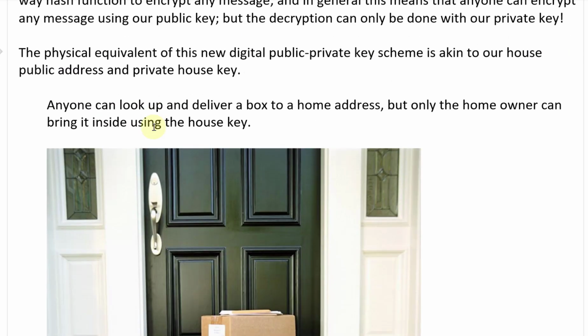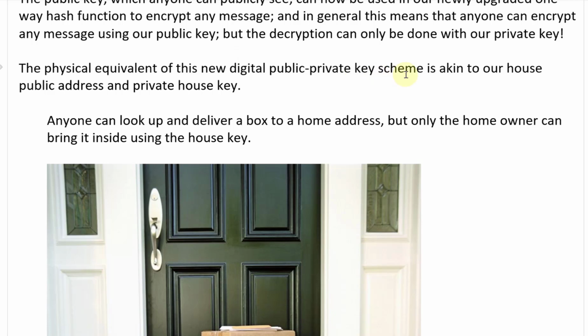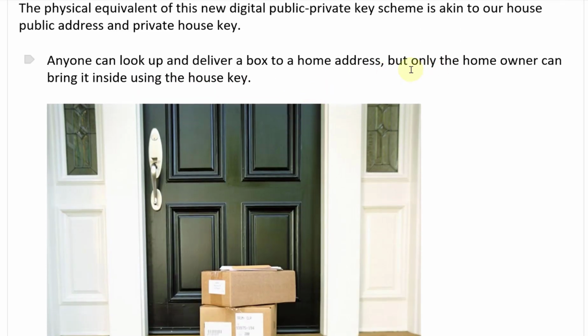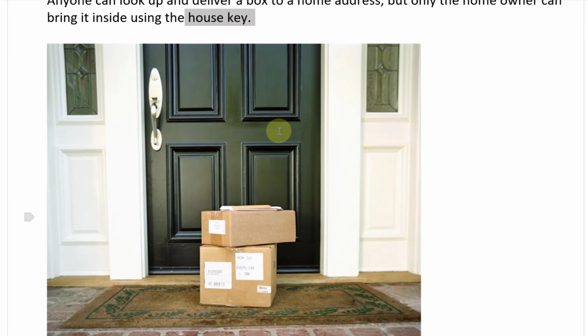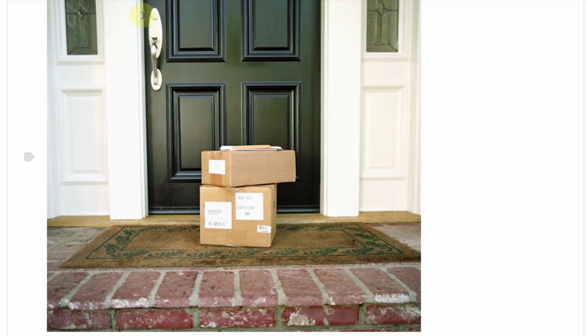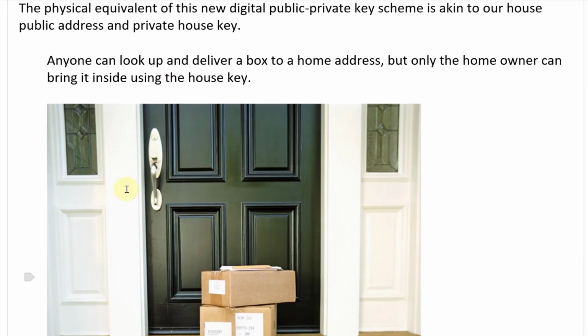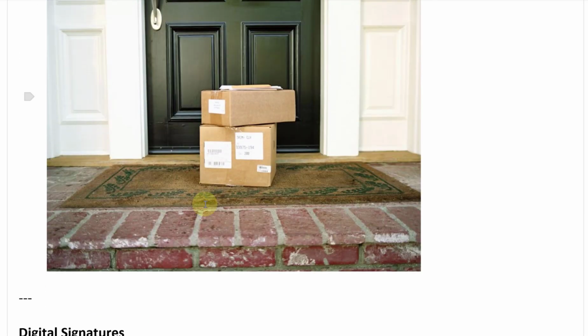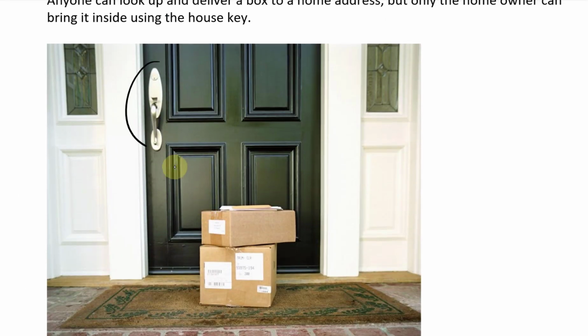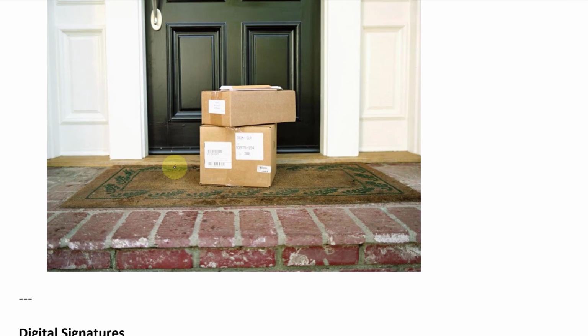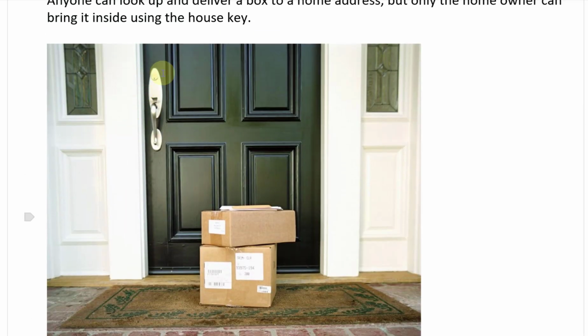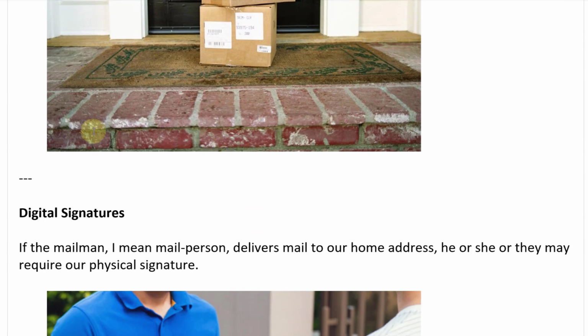The physical equivalent of this new digital public-private key scheme is akin to our house public address and a private house key. Anyone can look up and deliver a box to a home address, but only the homeowner can bring it inside using the house key. So yes, this is the public key. Right here's the address. That's public, so you can deliver a box there, and then only this person can open it, or open this box. Only this homeowner can bring this box inside. So you can deliver any message to it. Only this person can open the door and go inside. So that's the private key. The private key is to open this door. The public key is the address where the door is located.